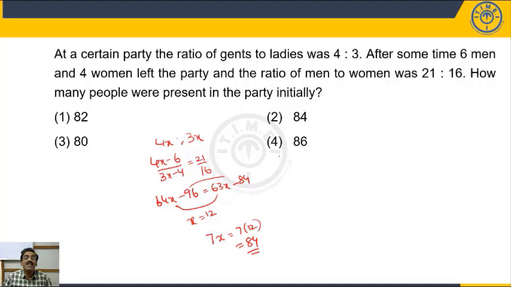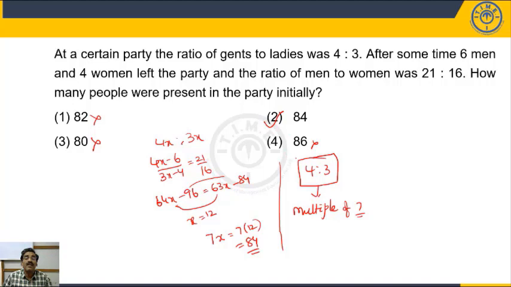The easy way of getting the answer for this question is, what is the ratio of the men and women initially? 4:3. That means the total should be a multiple of 7, because 4 plus 3 is 7 parts. If you look at the choices, 82 is not a multiple of 7, 80 is not a multiple of 7, 86 is not a multiple of 7. Only 84 is a multiple of 7. So if you eliminate the remaining 3 choices, it should blindly be 84. So that is the easy way of answering the question.